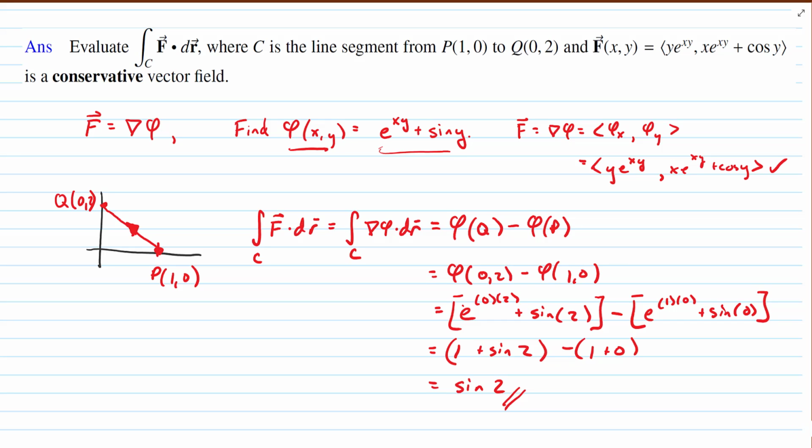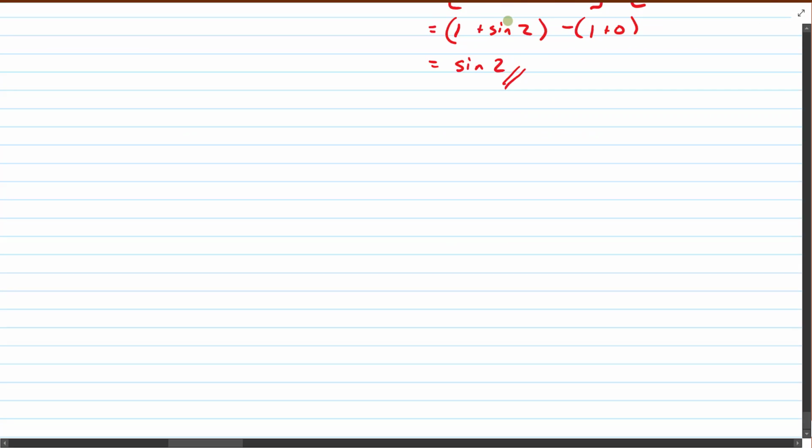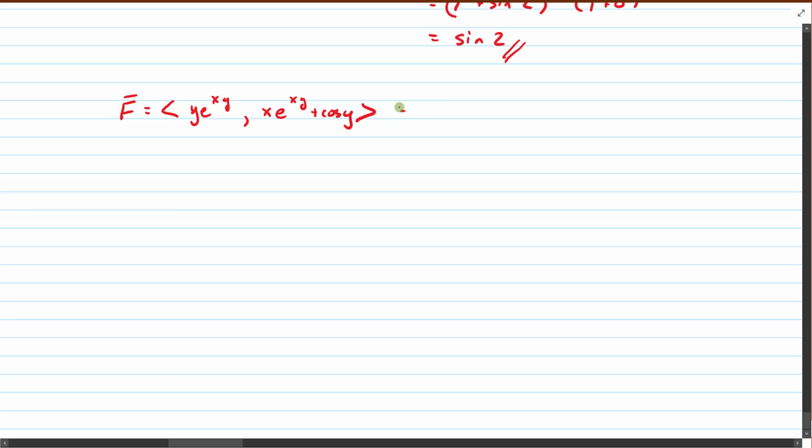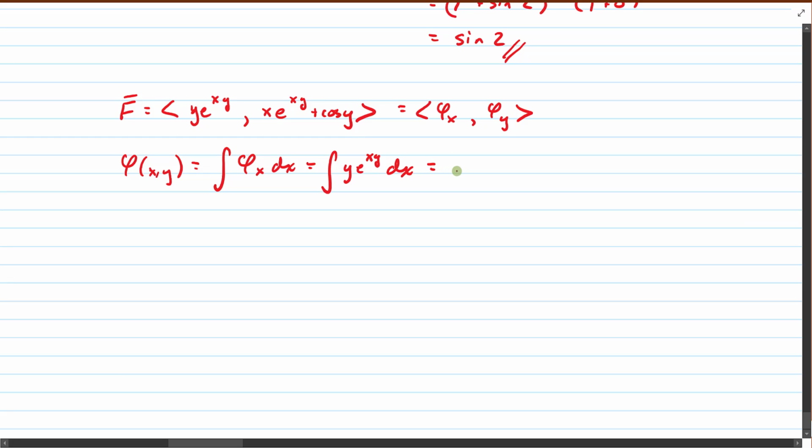The first thing is, what's another way to find phi of x, y? Just as a reminder, we were told that f was this vector valued function, and so we also know that f is equal to phi sub x, comma, phi sub y. So one way to build phi of x, y is to take the antiderivative of phi sub x with respect to x, which would be the antiderivative of y e to the xy dx. When I do so, I get e to the xy plus some function c of y.